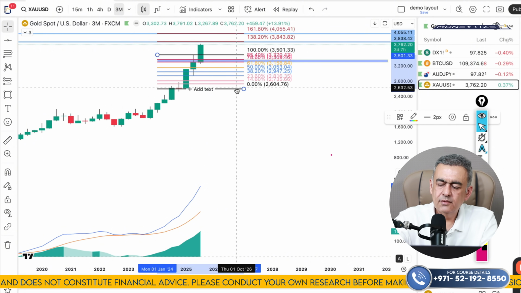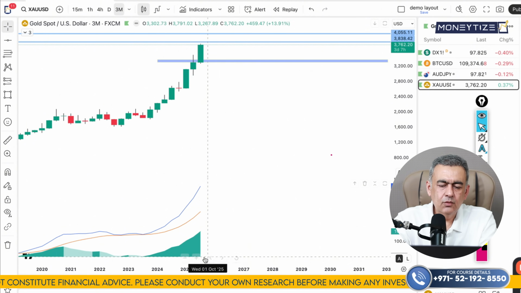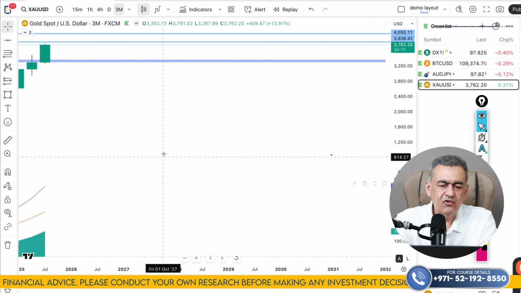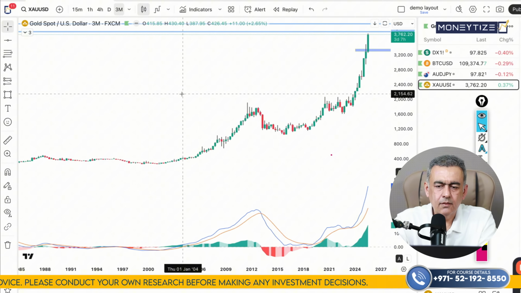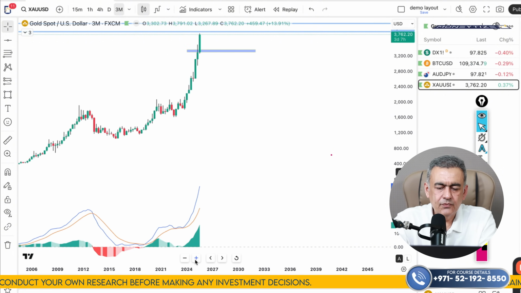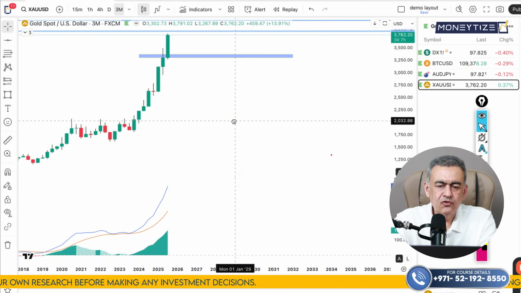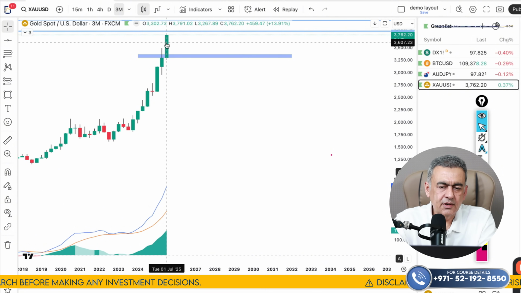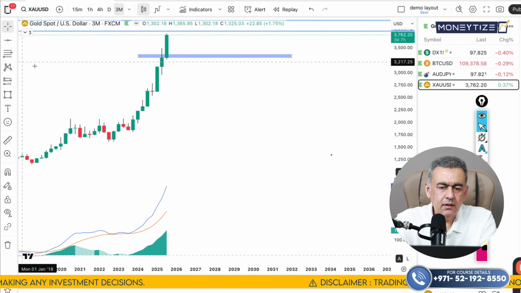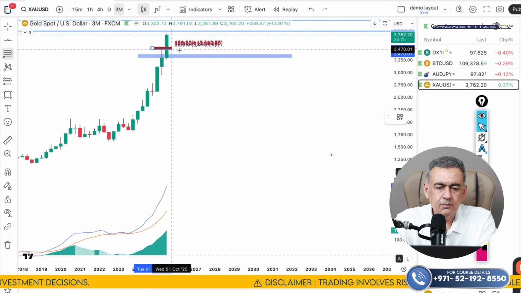Now I'll remove this and I'll apply the new Fib retracement on the 3 monthly chart. Now on the 3 monthly chart, the current candle would be closed on 30th of September, which is not yet done. So again, I'll be working on the previous candle with the same technique.